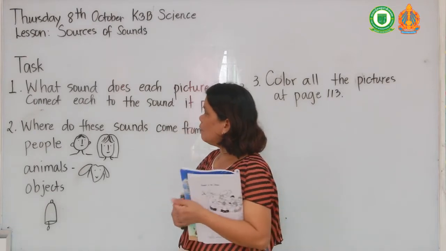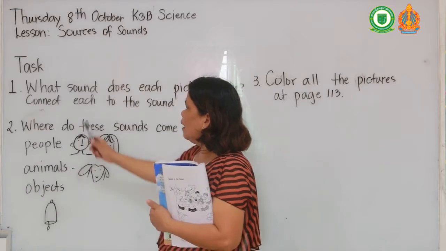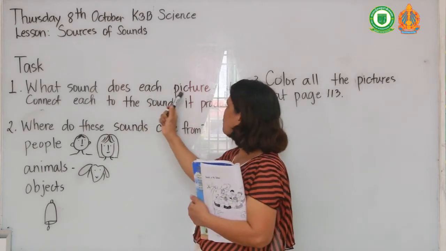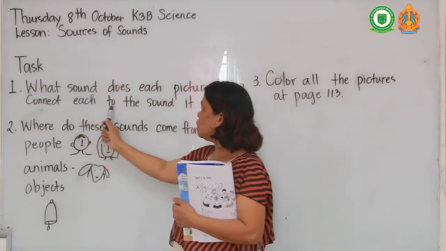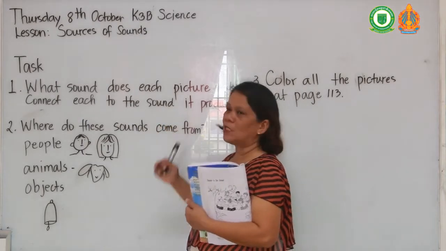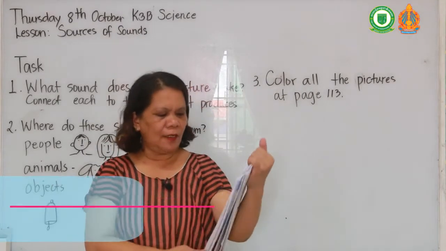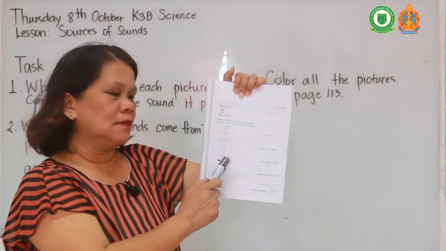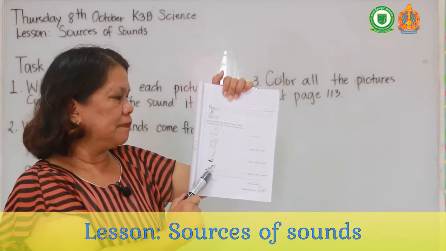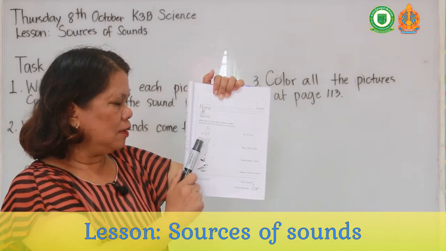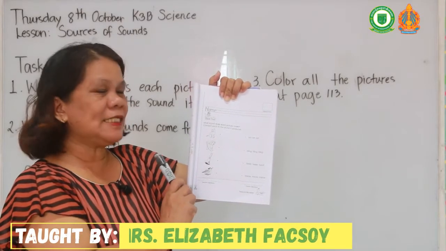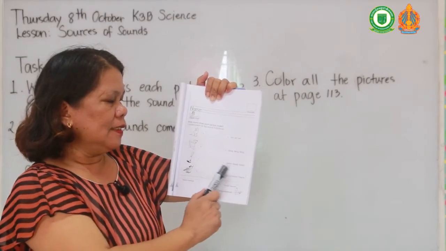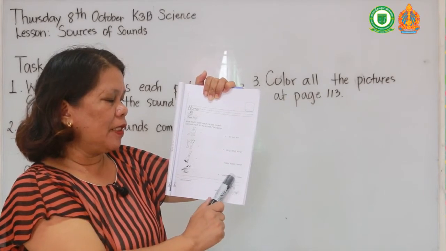Alright, so for task number 1, what sound does each picture make? Connect each to the sound it produces. For example, here, there are 4 sources of sound: cat, dog, bell, bird. What is the sound of a cat? Is it arf, arf, arf? Is it cling, cling, cling? Is it tweet, tweet, tweet, or meow, meow, meow?